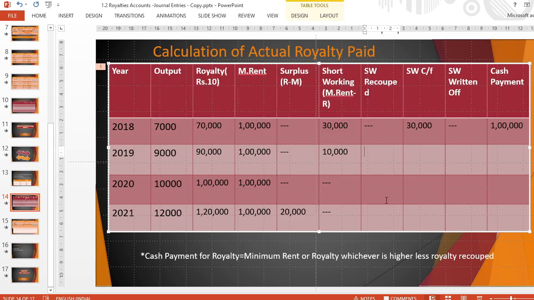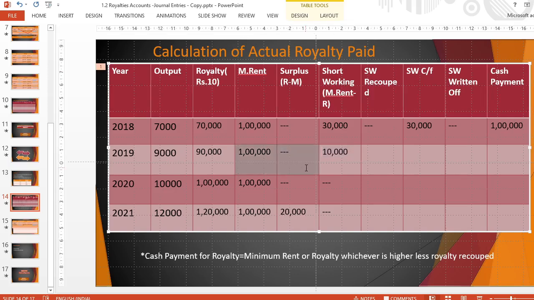And in the second year, short working carried forward in the previous year is brought forward to 2019. So at the year beginning we have short working opening balance of 30,000 plus current year's short working 10,000. So total we have 40,000 worth short working, but there is no surplus to adjust.